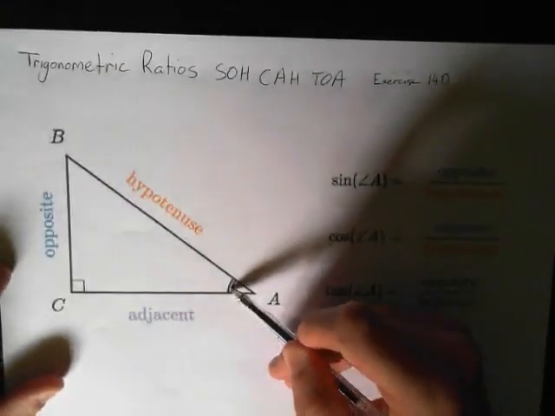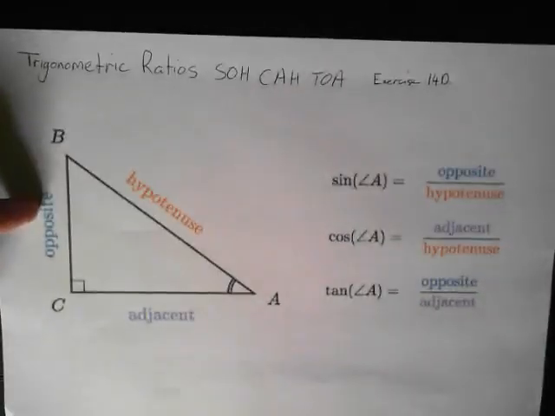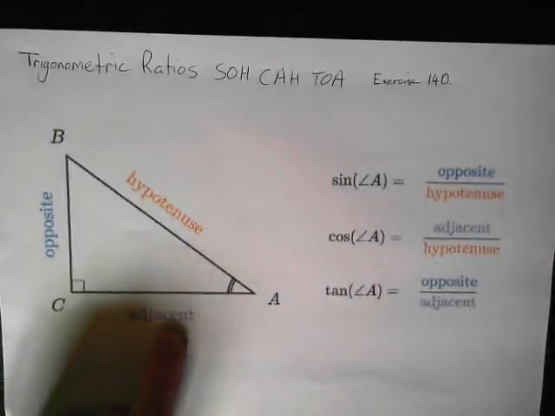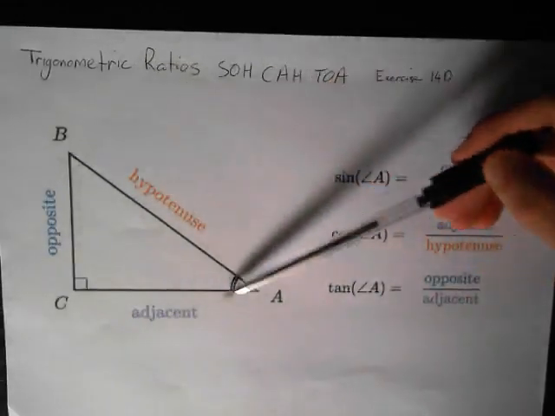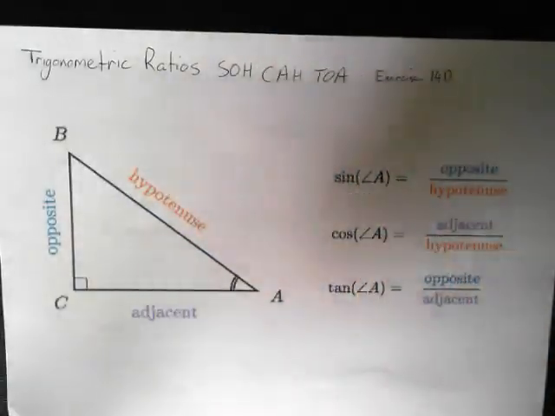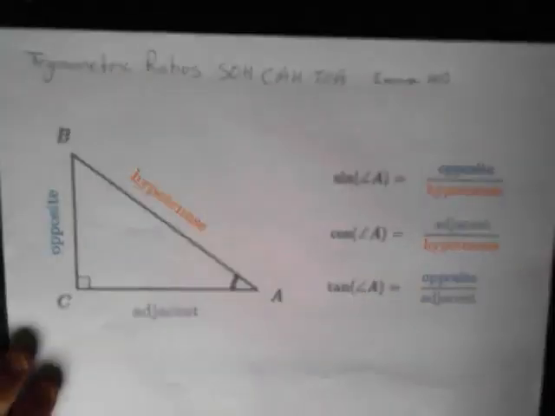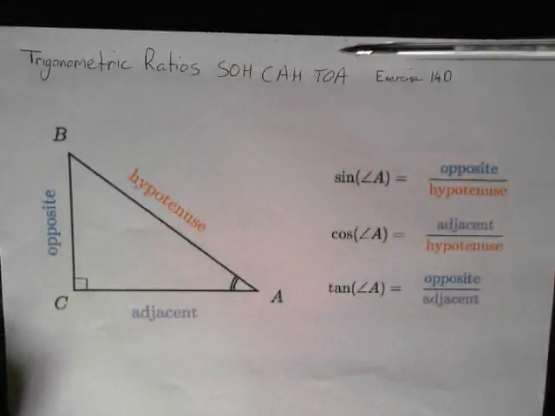So this is our angle that we're considering, and if this is the angle we're considering, that's the opposite side, the side opposite to the angle. This is the side adjacent to the angle, remembering that the word adjacent means next to, so it's next to the angle we're considering. And this obviously is the hypotenuse of the triangle. It's the longest side of the triangle, and it is the side directly opposite the right angle. Nothing new here.